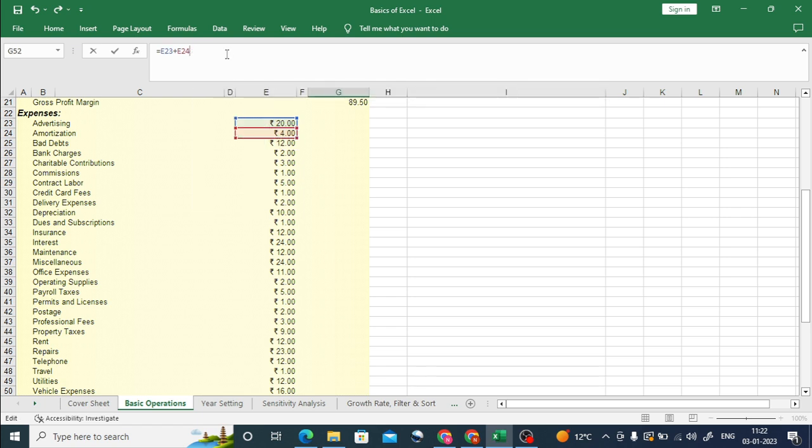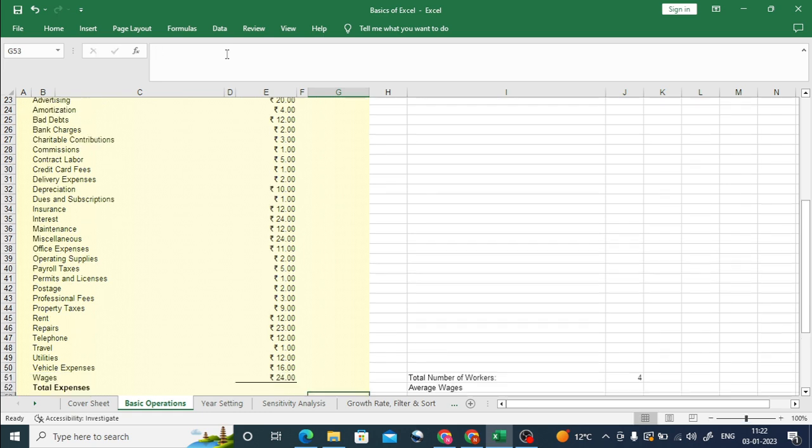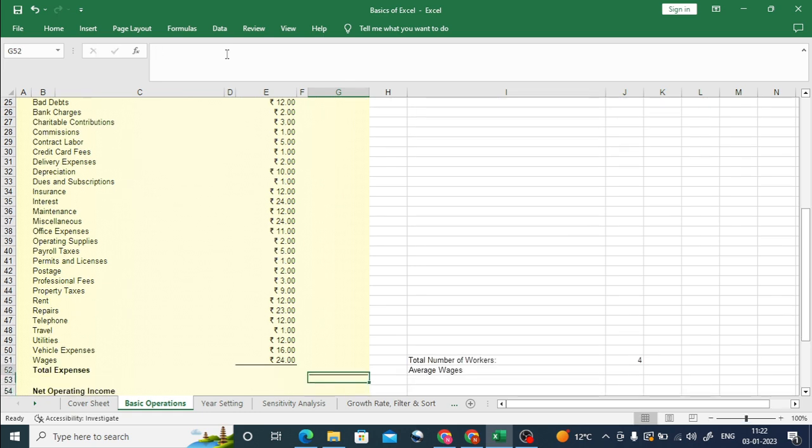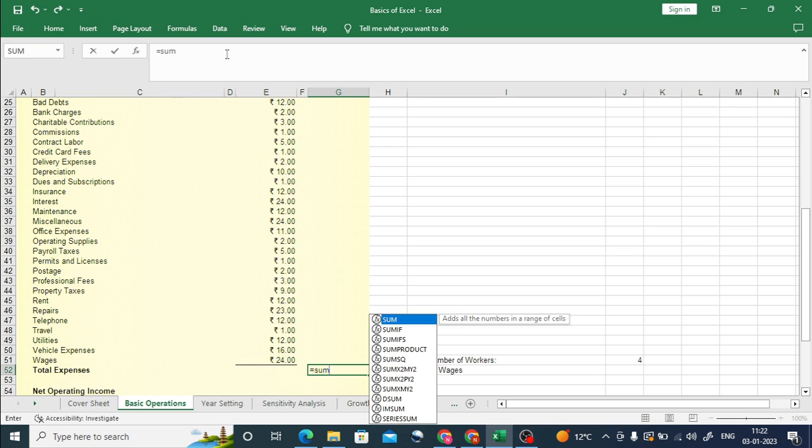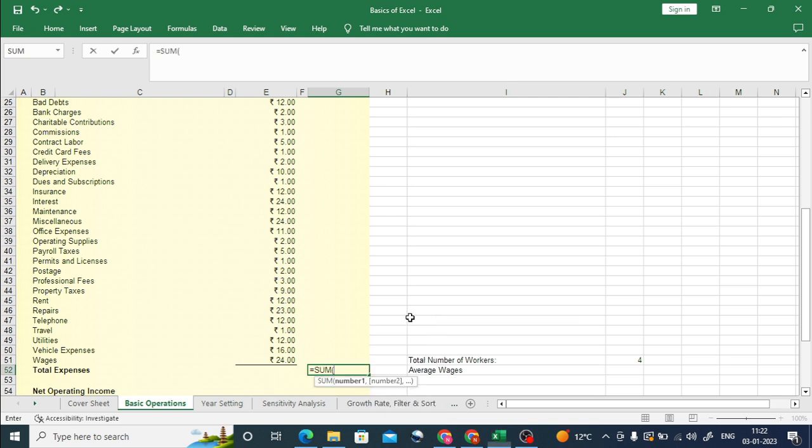So to overcome this problem, we can use the function which is built in Excel, which is the sum function. So you just type sum. As you can see over here, it shows sum: add all numbers in a range of cells. So you select sum. Now you can see it is asking for the numbers, right?